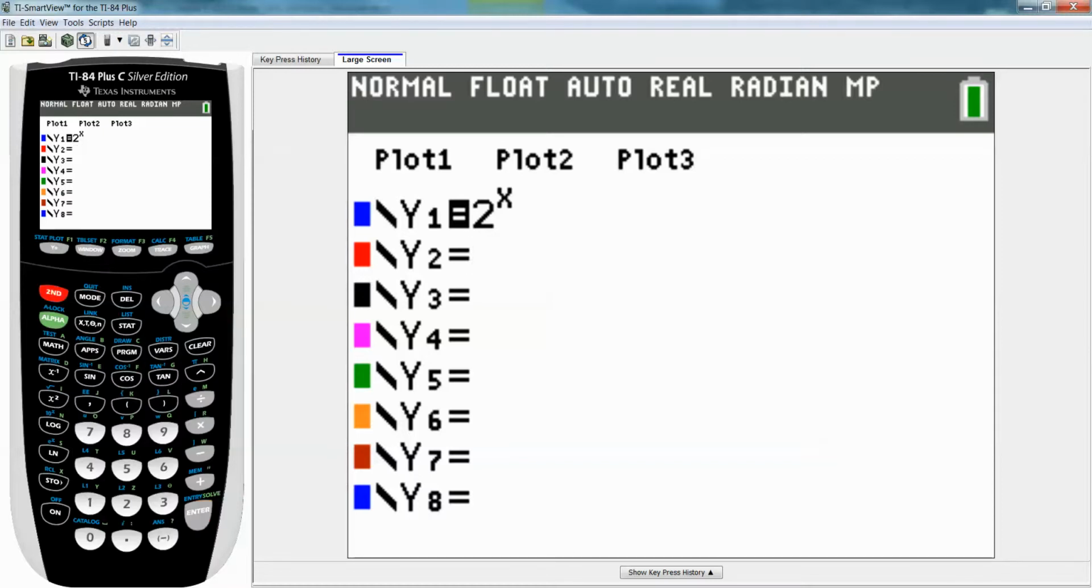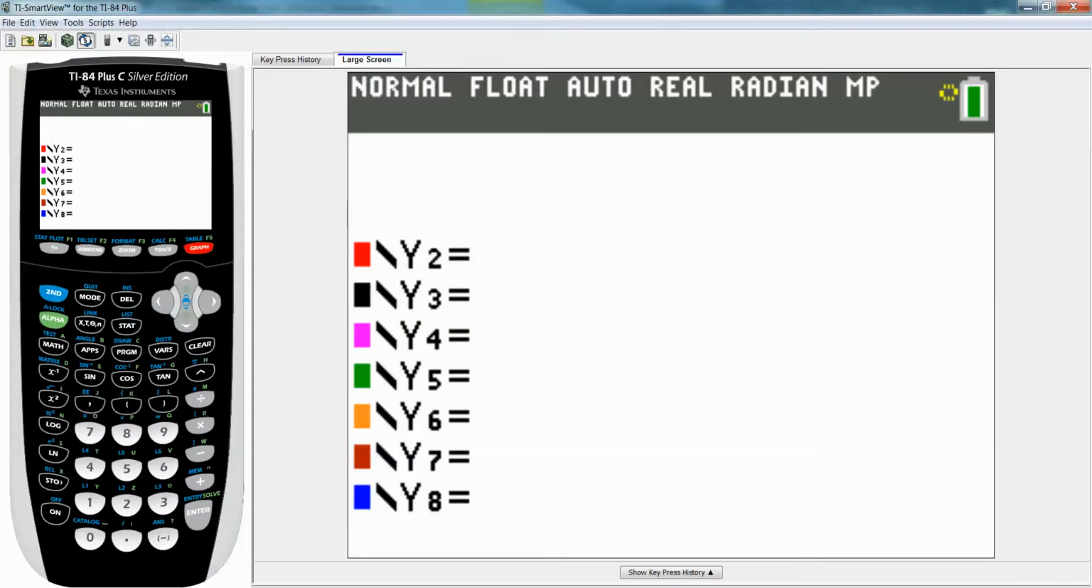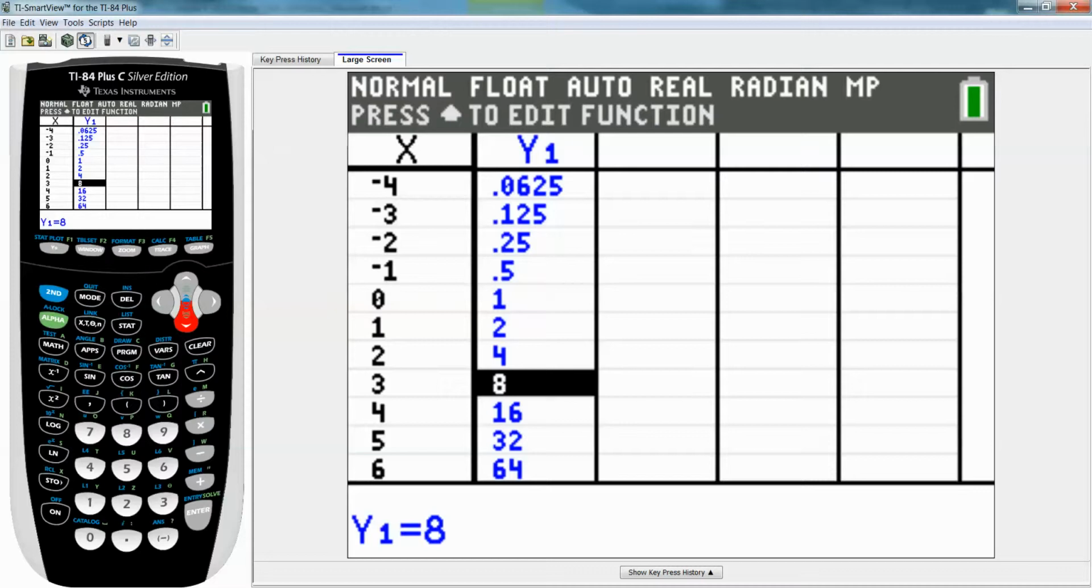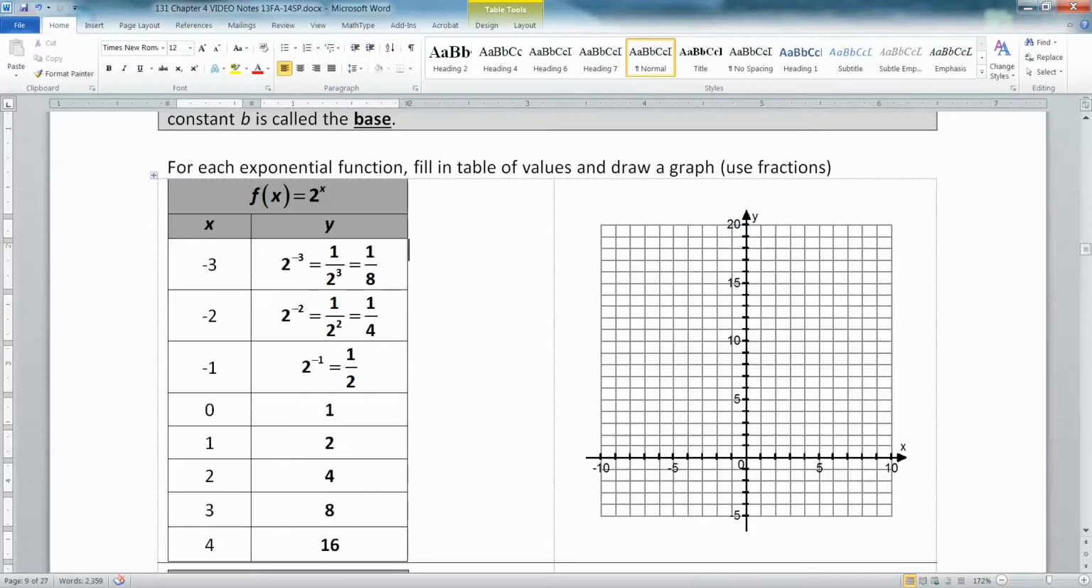All right, and then I go to the table. So I hit second graph, and then that's going to get me to the table. And I can see I was right about the 1, 2, 4, 8, and so on. And then these ones are a little bit harder to see, but 0.5 is a half, 0.25 is a quarter, and then you're in a little bit of trouble. That's why when I say to use fractions, you can use the calculator to help yourself, but you're going to have to know how to do this in order to find fractions for these numbers.